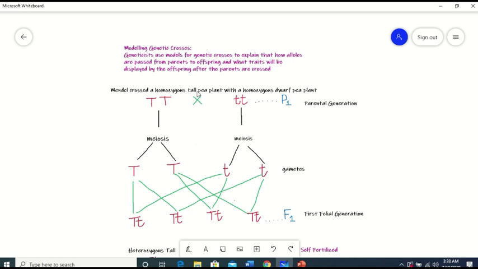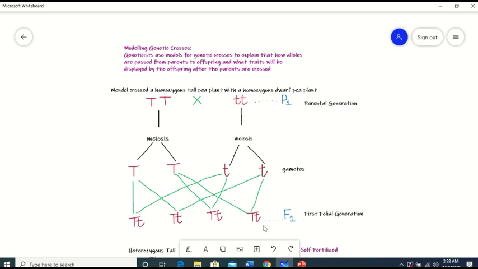Mendel crossed a homozygous tall pea plant, this one, with a homozygous dwarf pea plant, this one, in P1 generation or parental generation. After meiosis, gametes are produced. This capital T from here, this capital T from here, this small t from here, and this small t from here. Then the gametes are crossed.